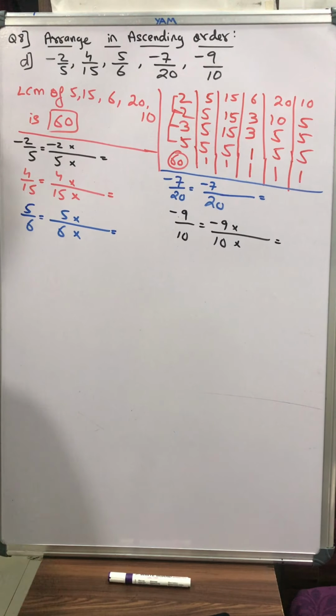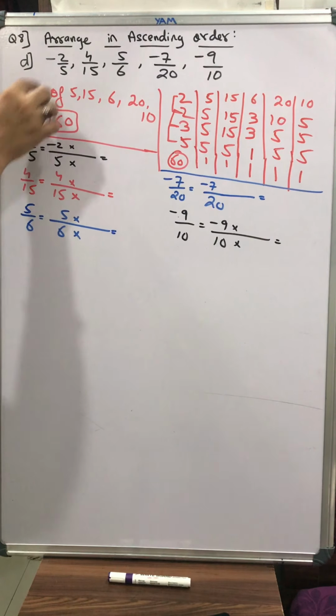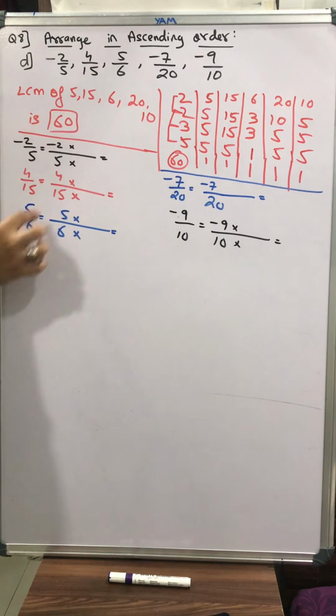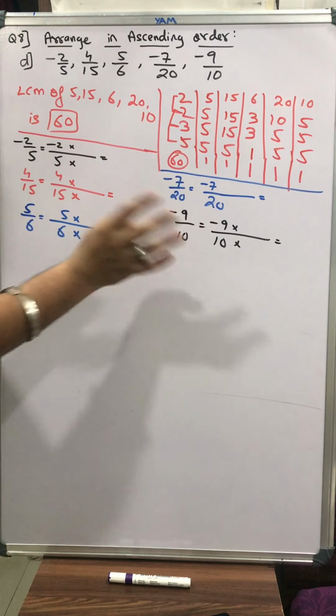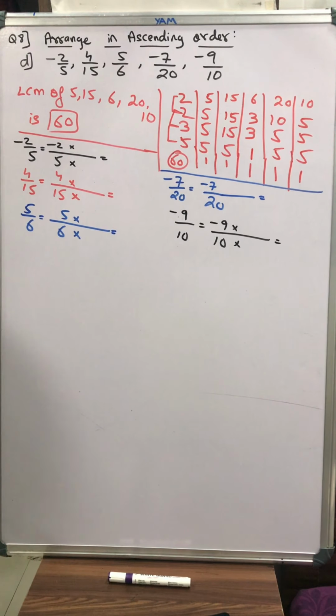So students, what you saw over here is that I have just made a format, just to keep it very simple: minus 2 upon 5, 4 upon 15, 5 upon 6, minus 7 upon 20, minus 9 upon 10. Now I want every student to see the board. Please see on the board, everyone.